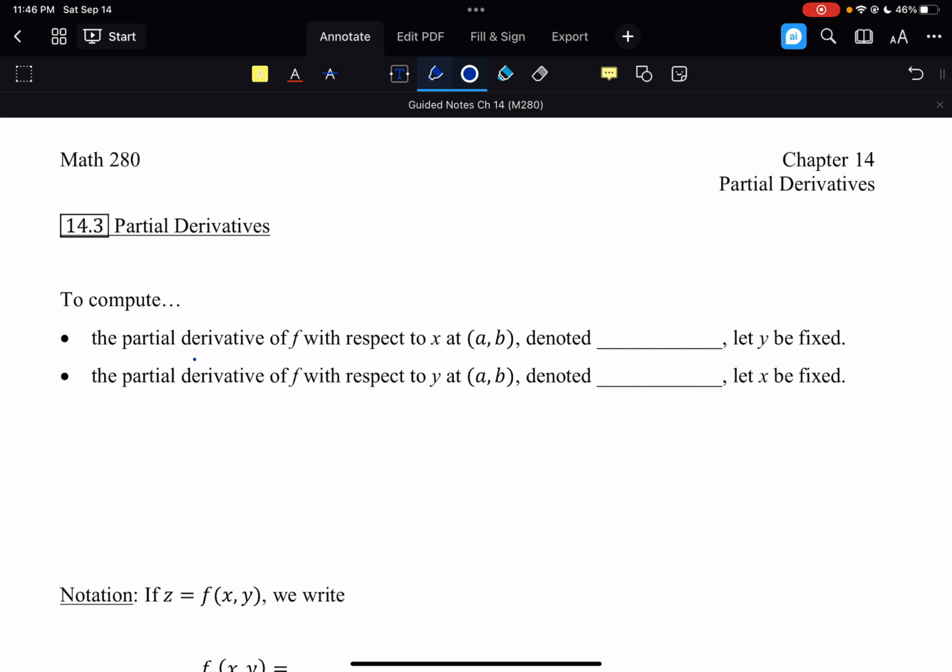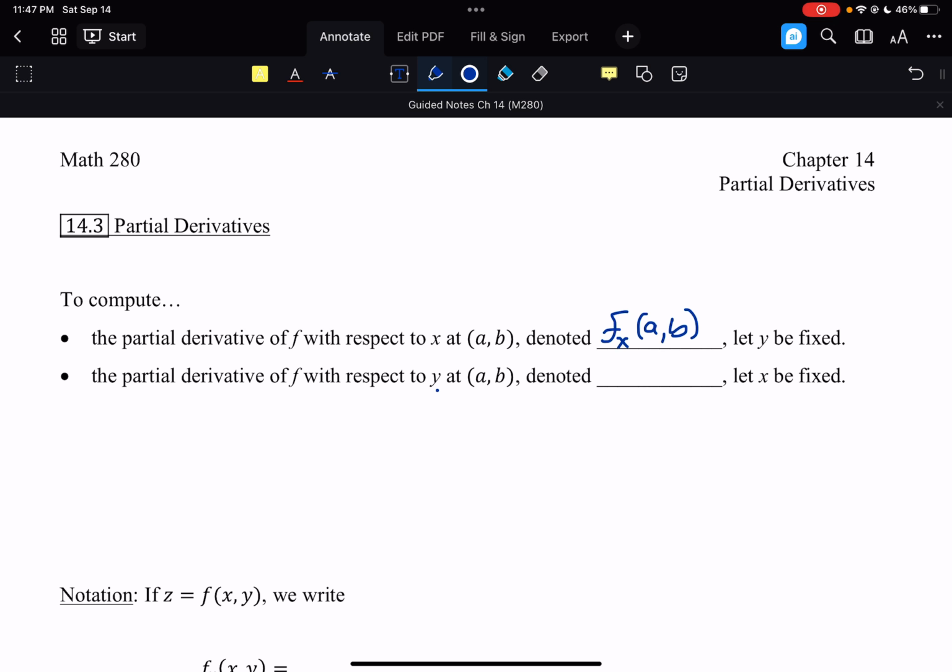So the partial derivative of f with respect to x at a point (a, b) is denoted fx of (a, b). We have a little subscript x down here, so this is not f times x. This should be just slightly below the f and smaller. So fx of (a, b) is how we read that. This is the partial derivative of f with respect to x, and in order to do this, we let y be fixed. We'll talk more about that in a little bit.